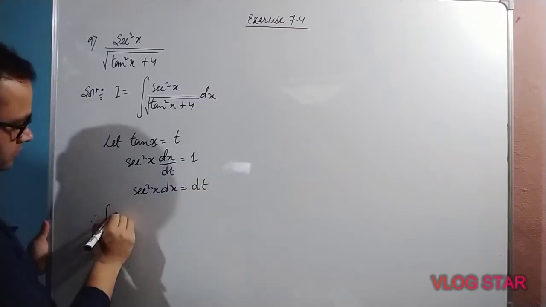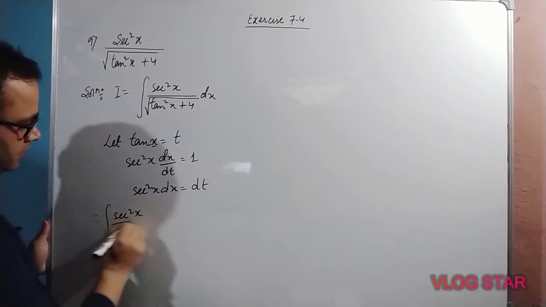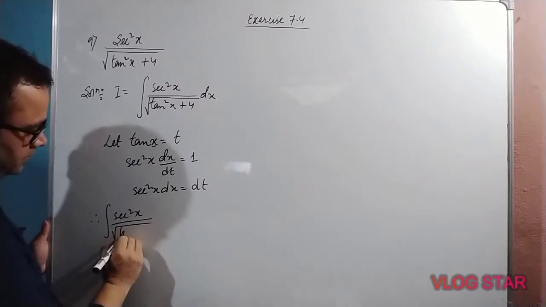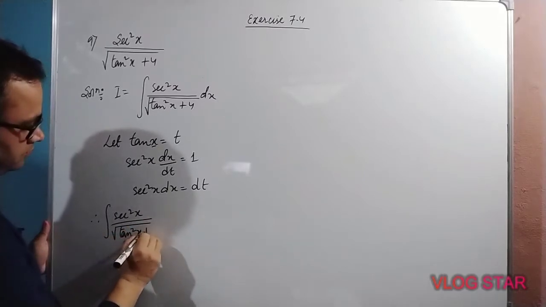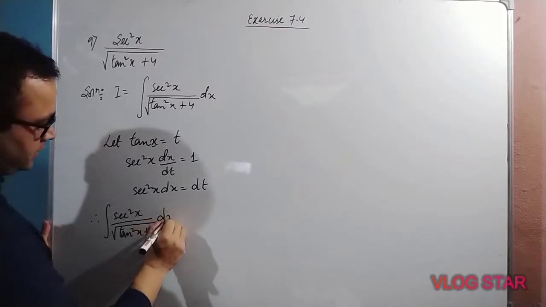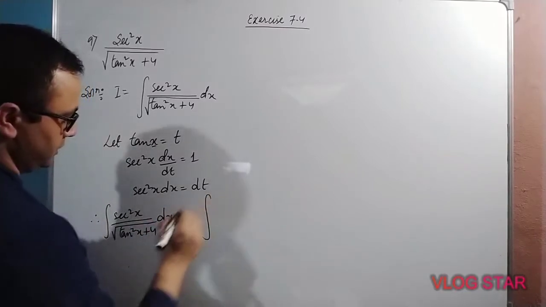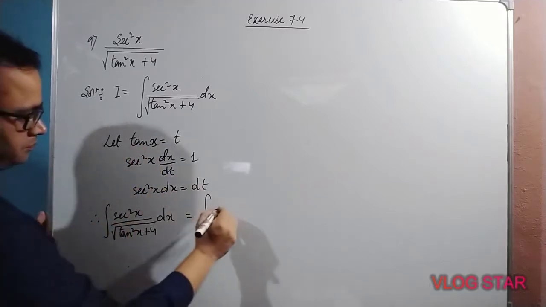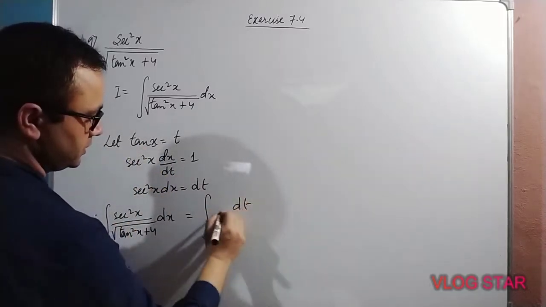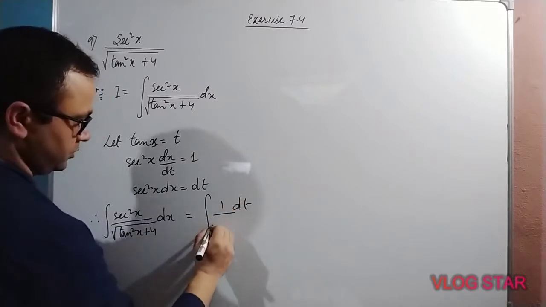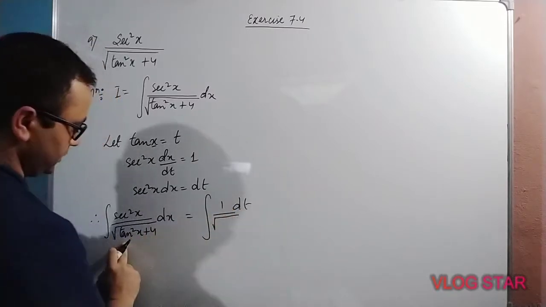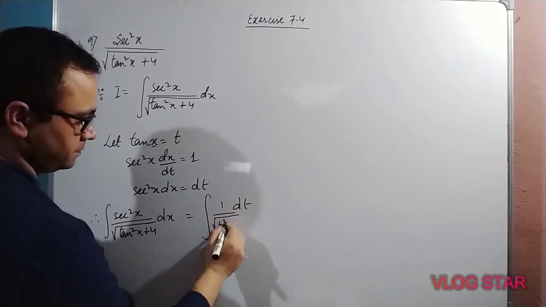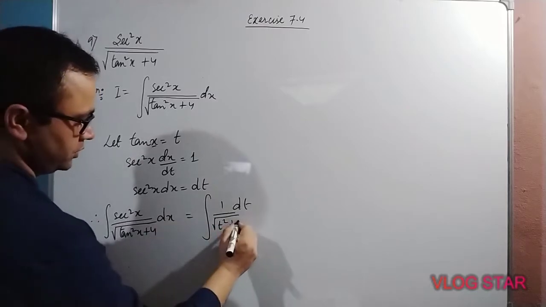integration of sec square x by root under tan square x plus 4 dx equals integration, sec square x dx is dt. So it is dt by root under tan square x. Tan x is t, so because of the square there is t square, plus 4 is 2 square.